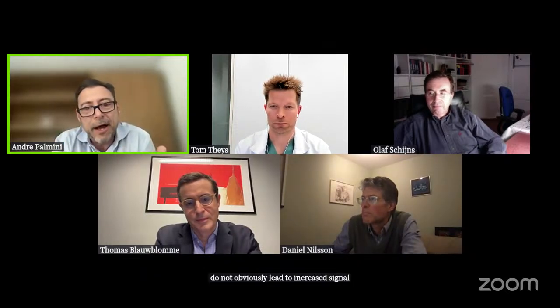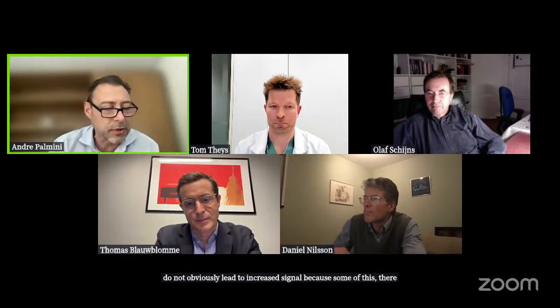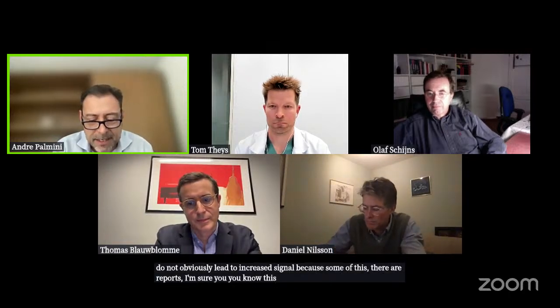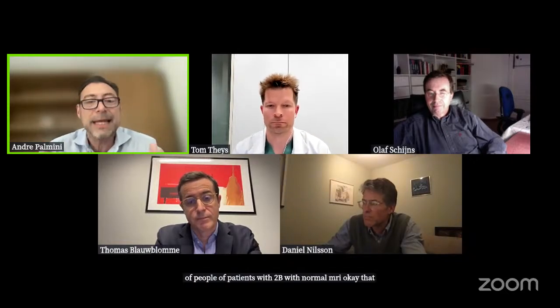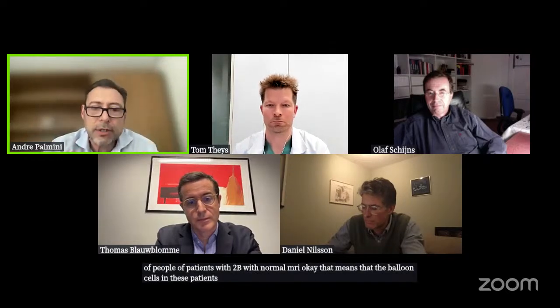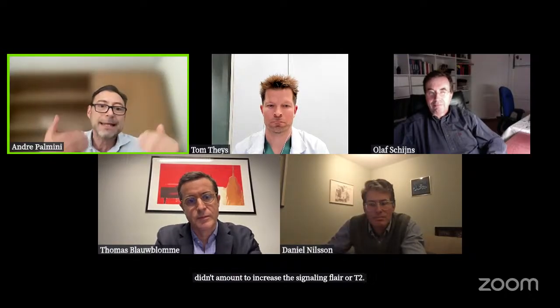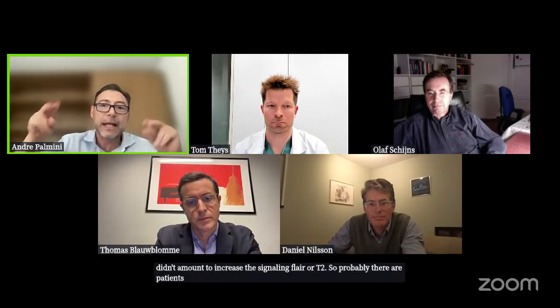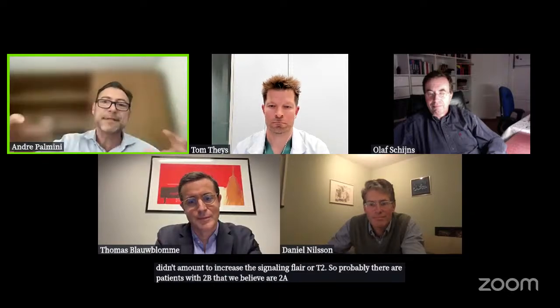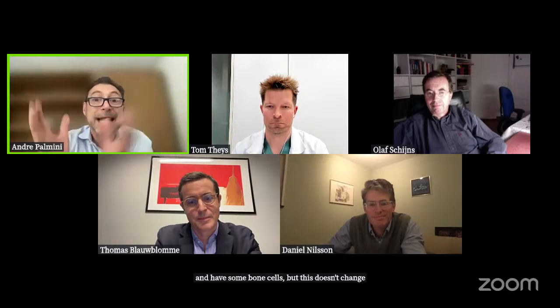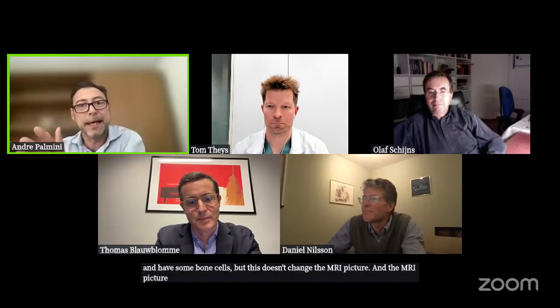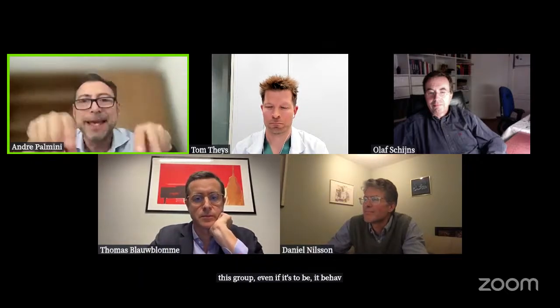Because there are reports, I'm sure you know this, of patients with 2B with normal MRI, okay? That means that the balloon cells in these patients didn't amount to increase the signal in FLAIR or T2. So probably there are patients with 2B that we believe are 2A and have some balloon cells, but this doesn't change the MRI picture, and the MRI picture is more 2A than 2B. This subgroup, even if it's 2B, it behaves as non-2B, if you know what I mean.